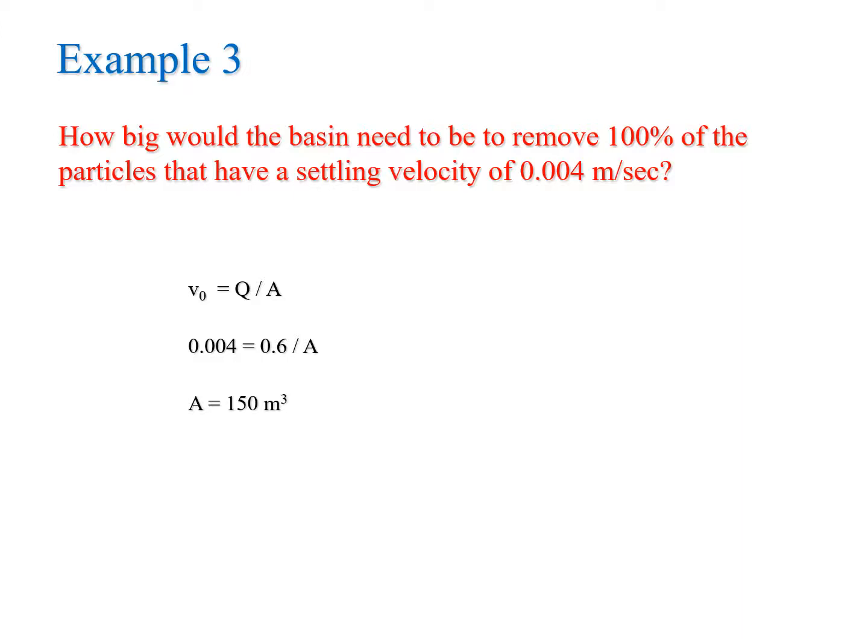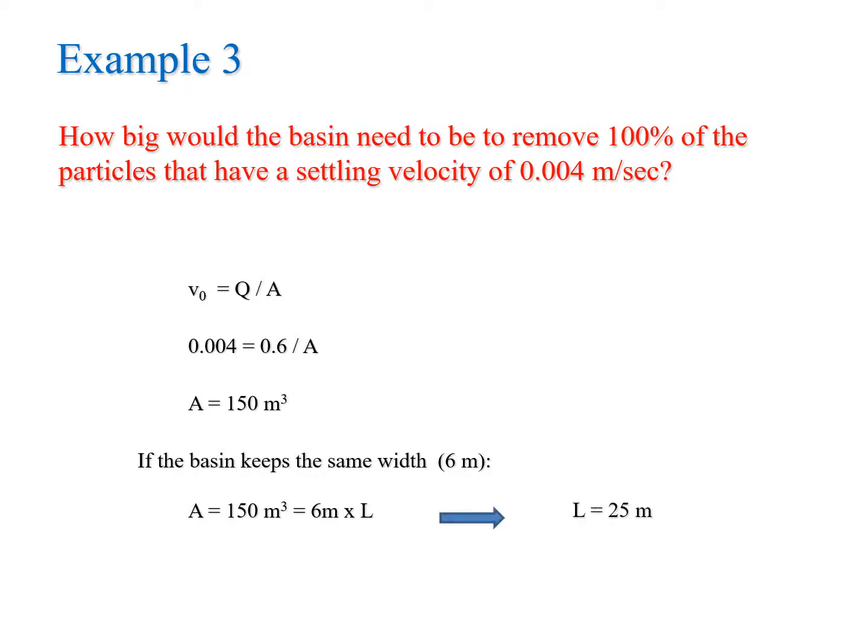Now you know the area and you know the width, and if the basin keeps the same width, you are looking for the length. We know that the area, which is 150, should equal width times length. The width is 6 meters times the length, and from here you can find the length as 25 meters.